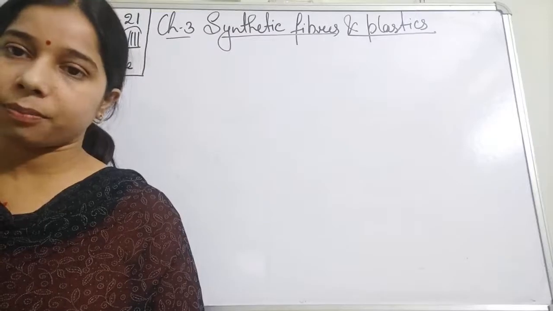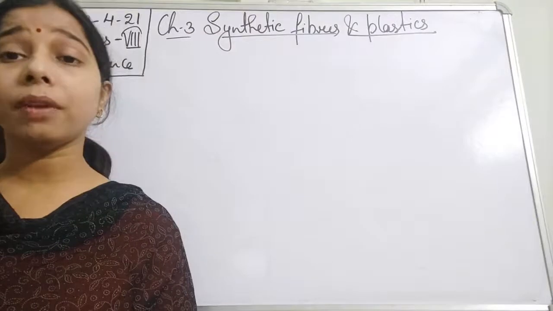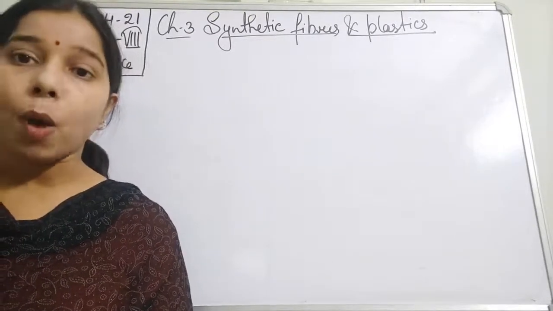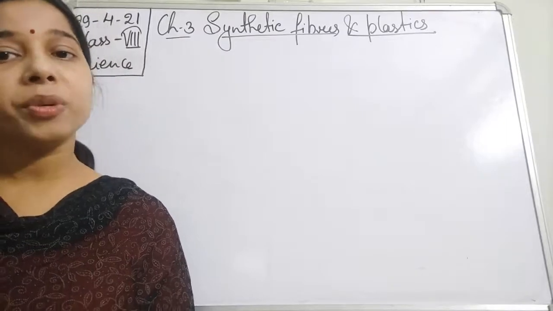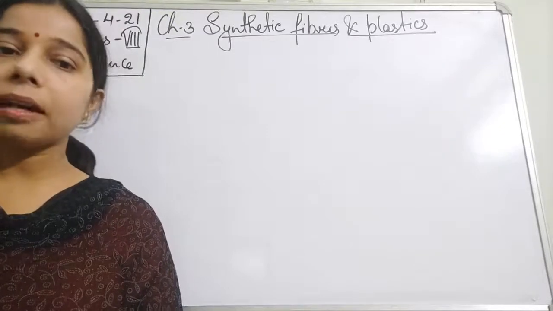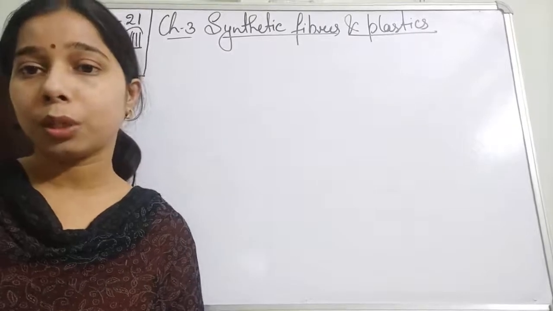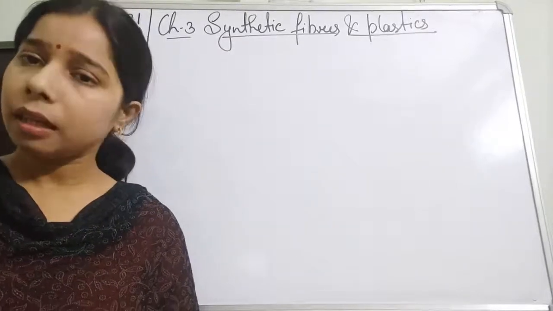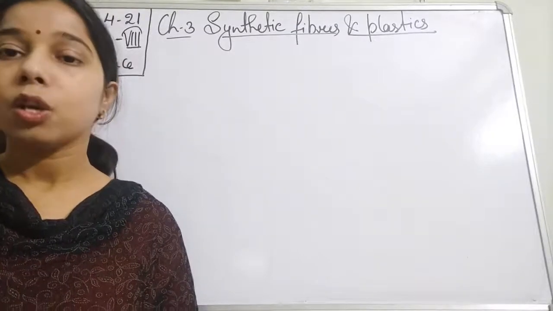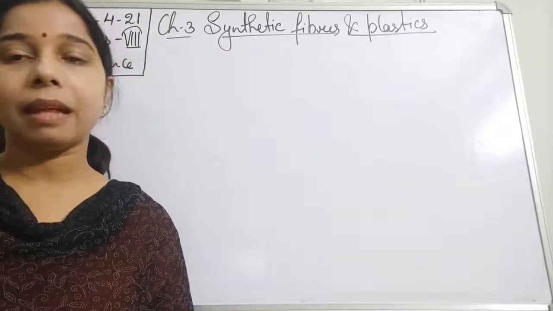So students, in the previous class in this chapter, that is synthetic fiber and plastics, we were talking about the plastics. If we discuss the plastics, what we will find here is that plastics are basically a polymer, which is made up of carbon and hydrogen atoms. The carbon and hydrogen atoms combine together to form small molecules, and these small molecules are joined together to form a long polymer chain. So we can say that these are the polymers which help in forming the plastics.